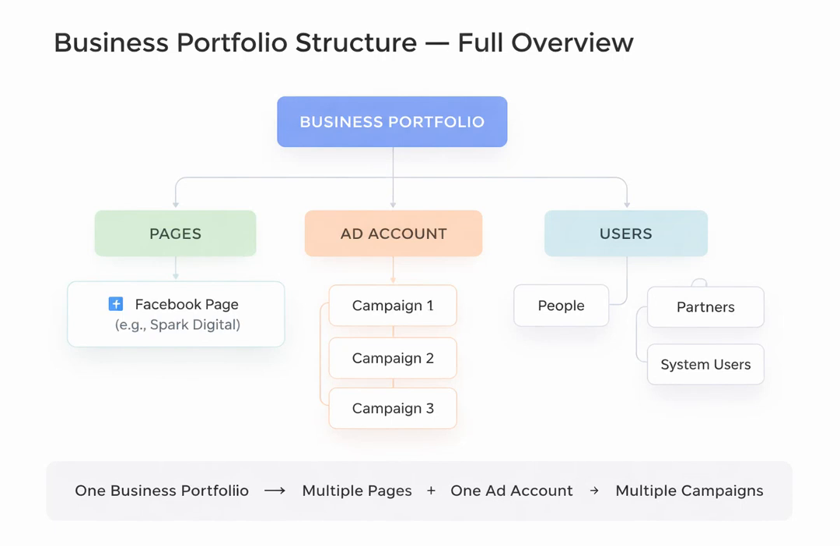Let's take a step back and look at the full structure of what we've built so far, because understanding this hierarchy is key to working efficiently. At the top, you have your business portfolio. This is the container for everything. Inside it, you have pages. Your Facebook pages are linked here. You also have your ad account, and from that single ad account, you can run multiple campaigns targeting different objectives, audiences, and budgets. Separately, you manage users, people, partners, and system users who can access different parts of your portfolio. This clean structure means everything is organized in one place, and you can manage your own business and your clients' businesses all from this single business portfolio.